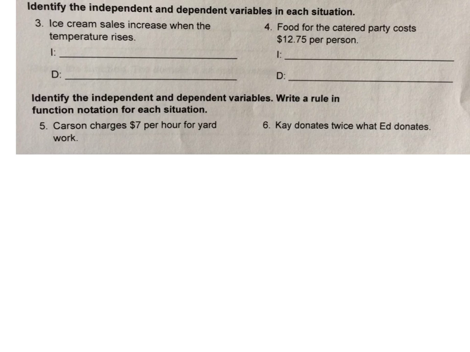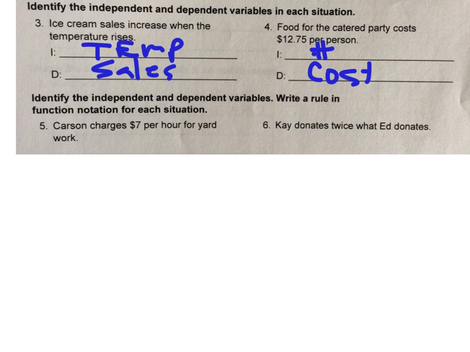Okay, the independent variable and dependent variables. Ice cream sales increase when the temperature increases. So the temperature is the independent, and the ice cream sales depend on the temperature. Number 4, the dependent is the cost of the party, and it depends on the number of people.